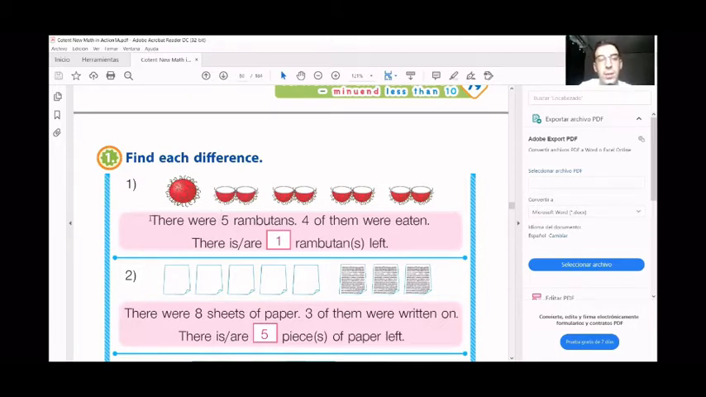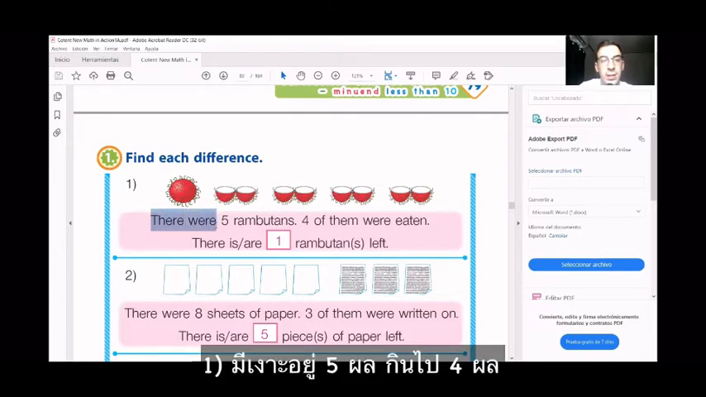Let's read. You remember? I read and you follow me. Let's go. There were 5 rambutans. Okay, here you have 1 rambutan, 2 rambutans, 3 rambutans, 4 rambutans, and 5 rambutans. We use were because we are using the past form, okay? Because in the past, there were 5 rambutans.